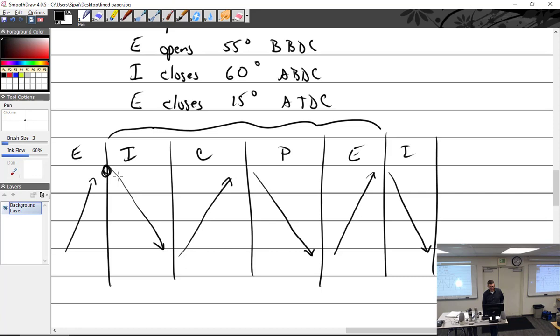So that means the piston's going to be here. This is going to be top dead center here, bottom dead center here, top dead center there. Bottom, top, bottom. I just like to look at it like that. It kind of helps me out.